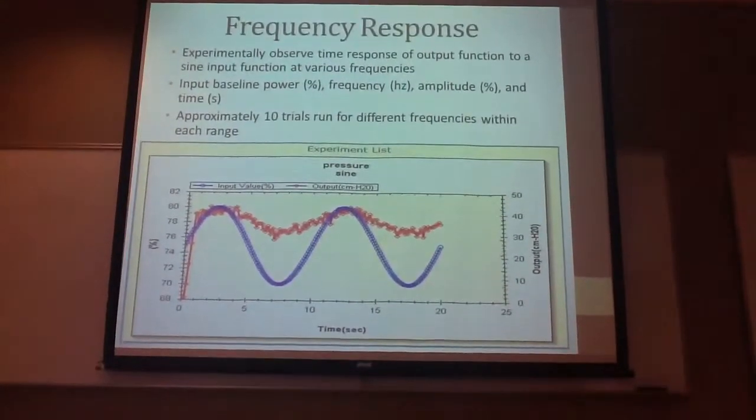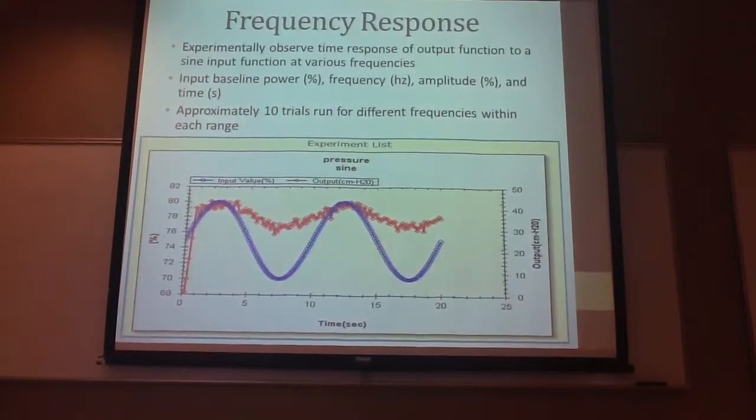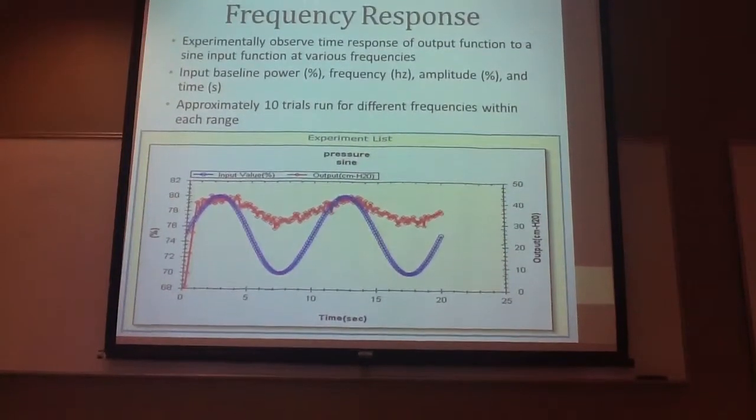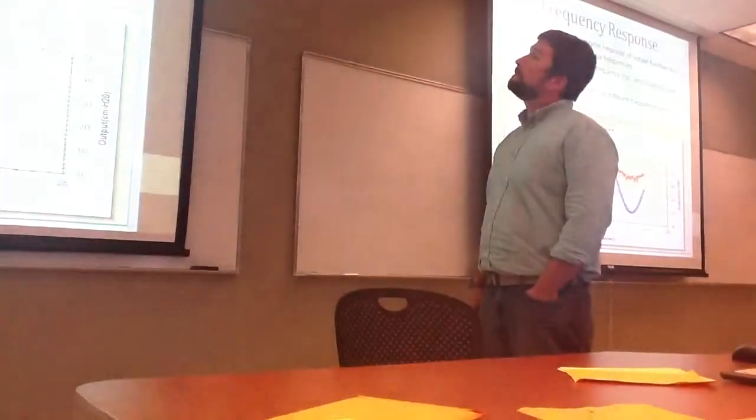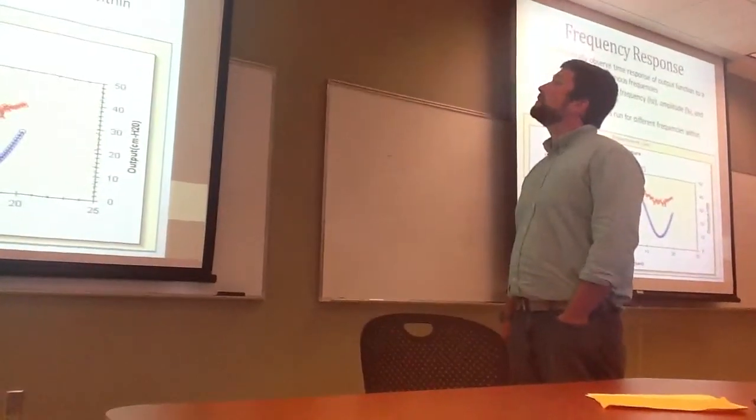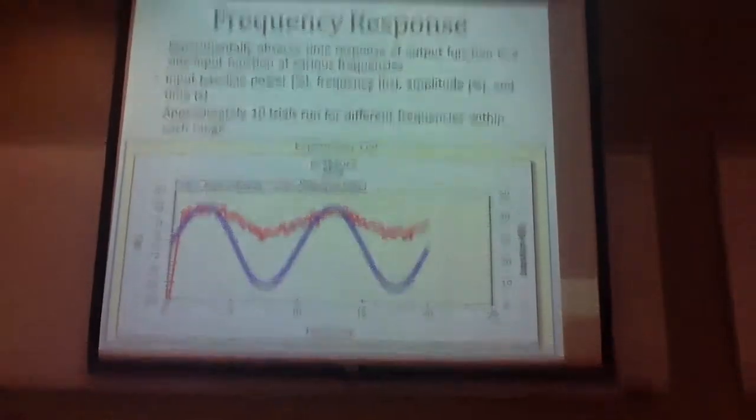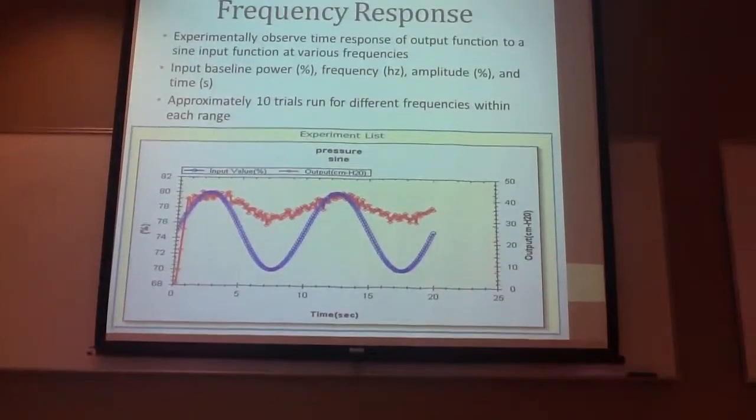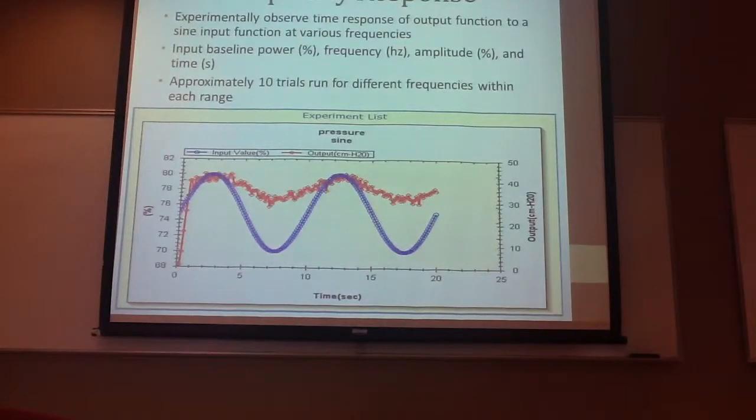Here is an example of a frequency response graph for our system. Ran for 20 seconds. Again, you input your baseline power, and then your frequency, your amplitude, and your time. We ran about 10 trials. We actually ran a bunch more than that, but we ended up getting some weird data, so we only used about 10 of them.